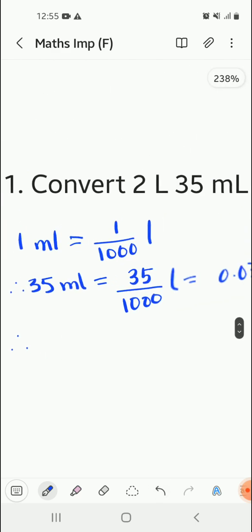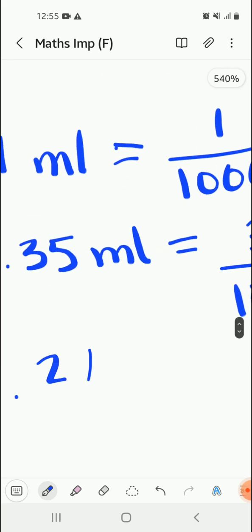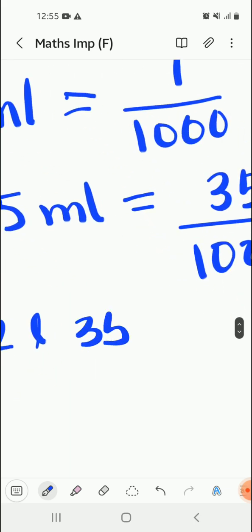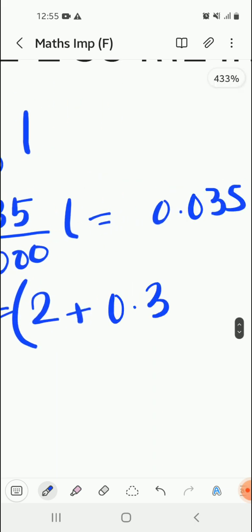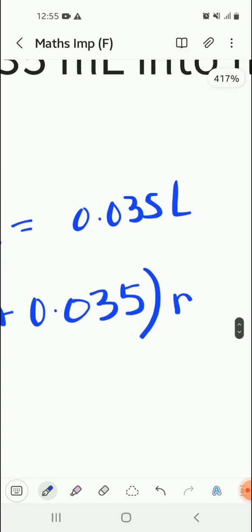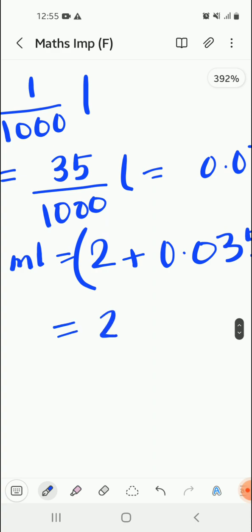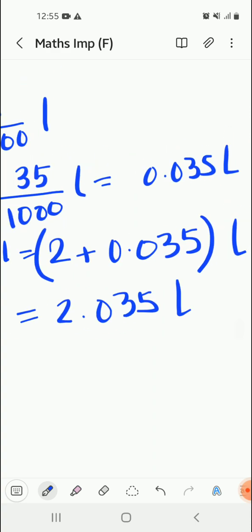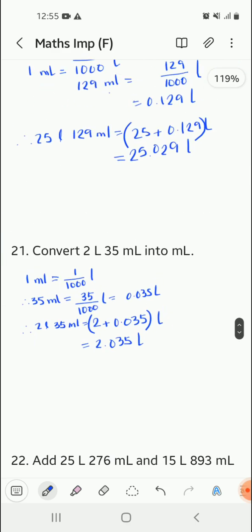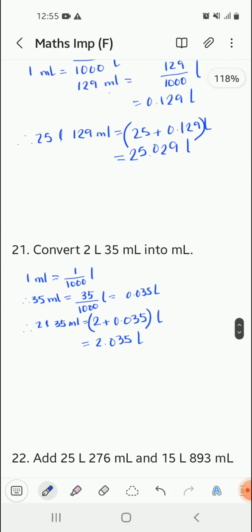Therefore 2 liter 35 ml is equal to, 2 liter is one whole number, plus 35 ml is written as 0.035 liter, that is equal to 2.035 liter. That's it. Moving on to the next question.